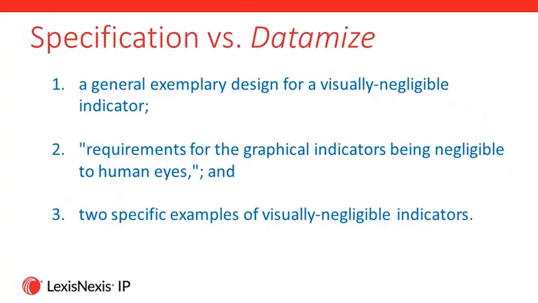Because if you go back into the specification, you find first the drafter set out a general exemplary design for a visually negligible indicator. So what does he mean by one of these things? Here's an example. Then he says that here's the way that you can make such a device visually negligible. What are the requirements for that? What are the metes and bounds for what I mean by visually negligible? And then how do you do it? And then here's two specific examples fully explained.